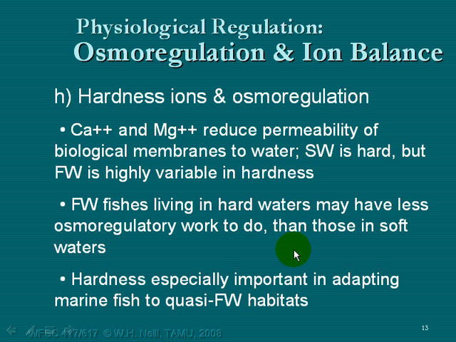Hardness ions figure into osmoregulation in an important way. Calcium and magnesium, which are the dominant hardness ions, not iron, by the way, folks. It's not iron, it's calcium and magnesium. Calcium and magnesium reduce the permeability of biological membranes to water. And so hard water tends to make it easier to manage either gains or losses by diffusion of water through things like gills.